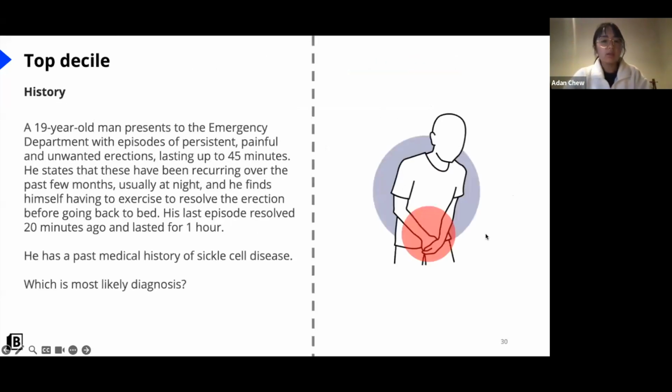Okay, so we move on to our top decile question. We've got a 19-year-old man who presents to the emergency department with episodes of persistent, painful and unwanted erections that last up to 45 minutes. He states that these have been recurring over the past few months, usually at night, and he finds himself having to exercise to resolve these erections before going to bed.